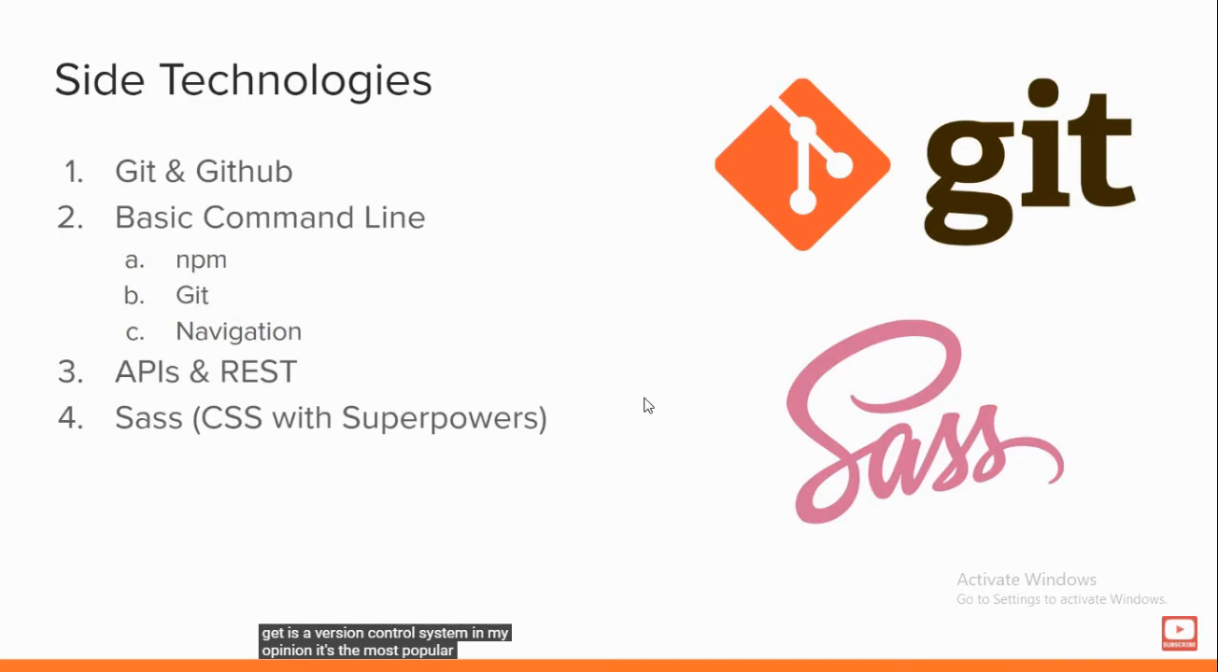Okay, and other than that, we need to learn basic command line commands. Okay, so from that, one is Git, one is navigation. Navigation is like just using the command line, how we can change directories, how we can create a file, how we can delete a file. So these basic commands we need to know. After that, there is npm. Npm is nothing but node package manager.